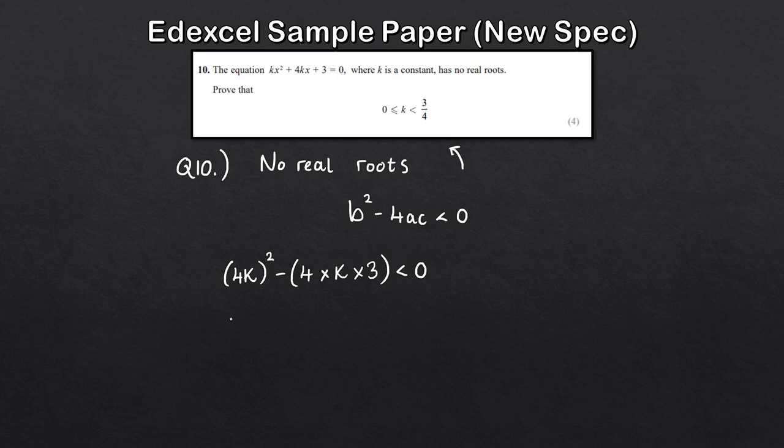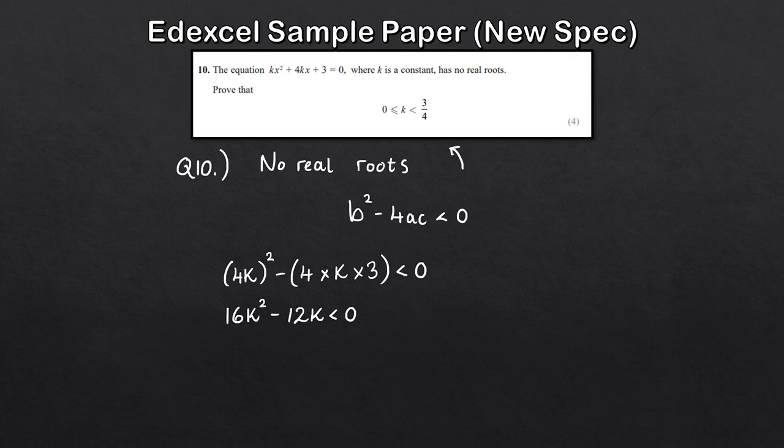Well, 4k squared gives me 16k squared. And here, 4 times k is 4k, times 3, we get 12k. So this is minus 12k, and this is all less than 0.